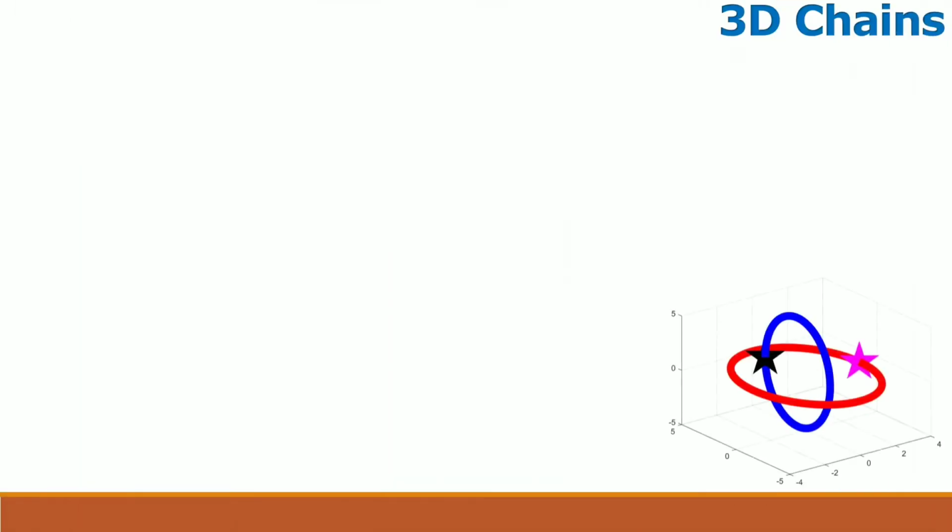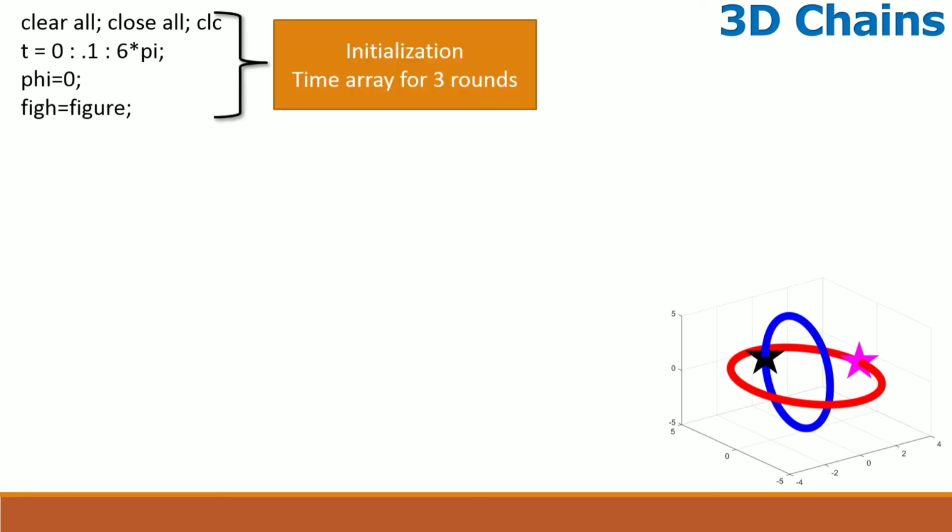In the second animation, we consider drawing 2D chains with a 3D view. In the Matlab code, again we have 3 segments. The first code segment is the initialization, in which we create a time array corresponding to 3 rounds. The number of rounds is a multiple of 2 pi. We can adjust the radius or axis for an elliptical path.